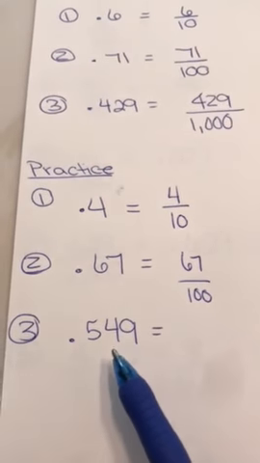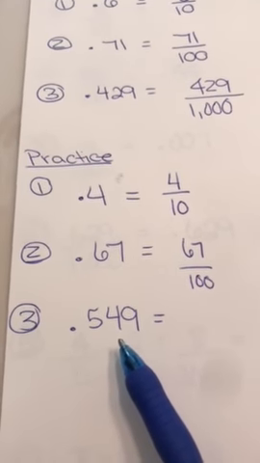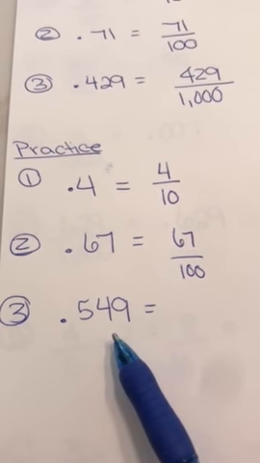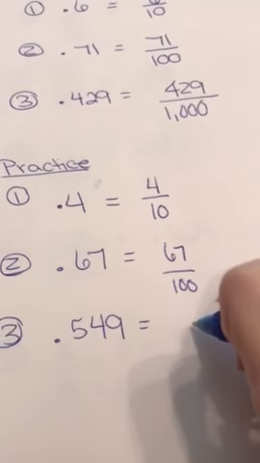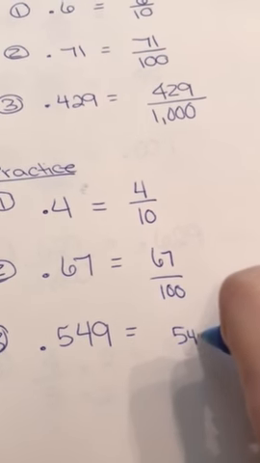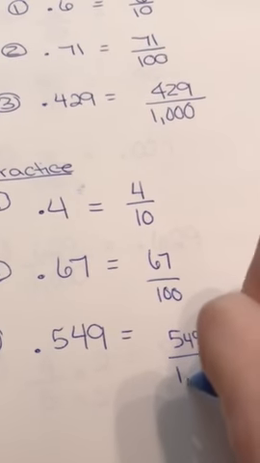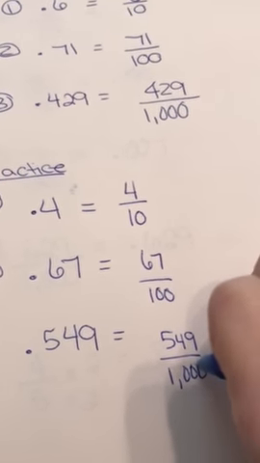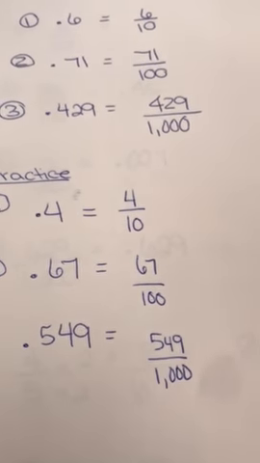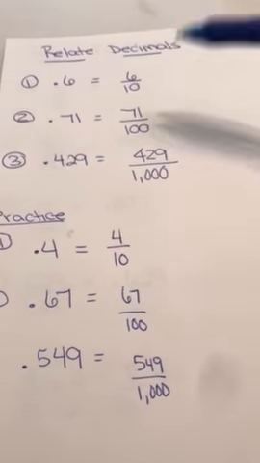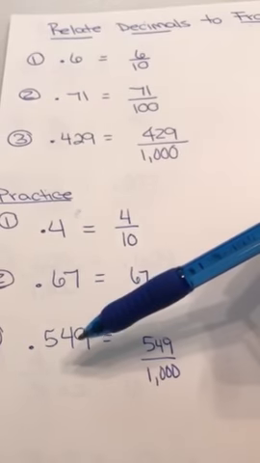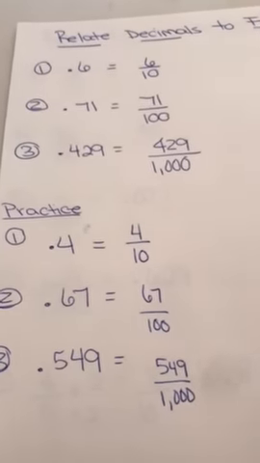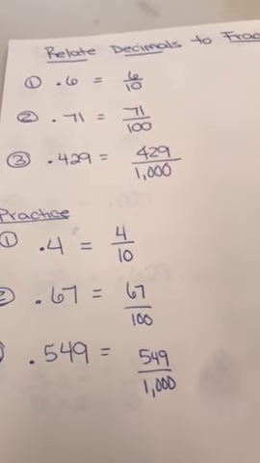All right, try this one. How would you say this in your head? All right, I'm hoping that you would say 549 thousandths, and then I could write it as a fraction. So notice all of these fractions are out of tenths, hundredths, or thousandths because that's our place values of our decimals: tenths, hundredths, and thousandths.